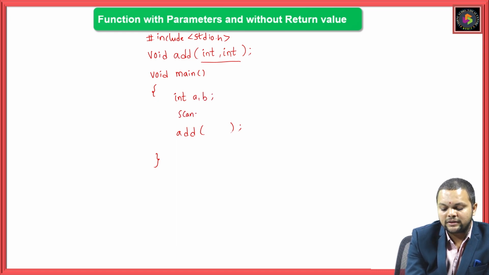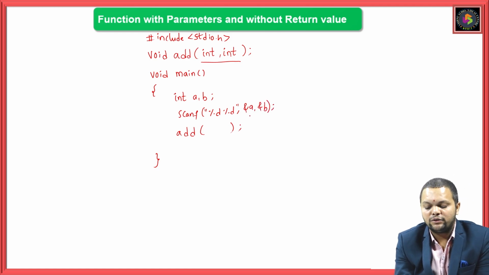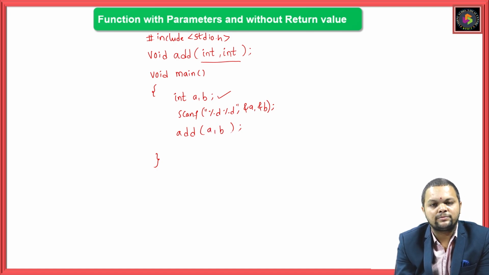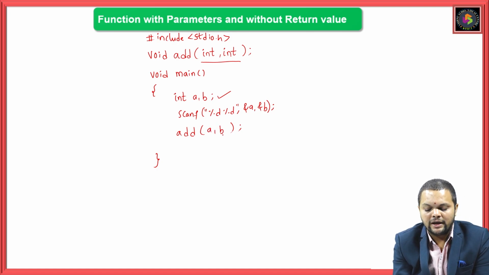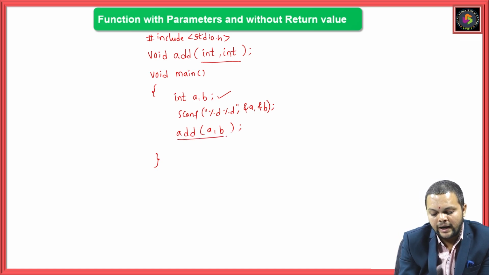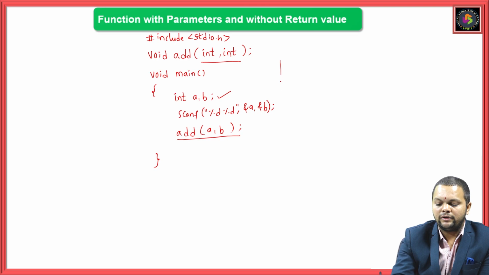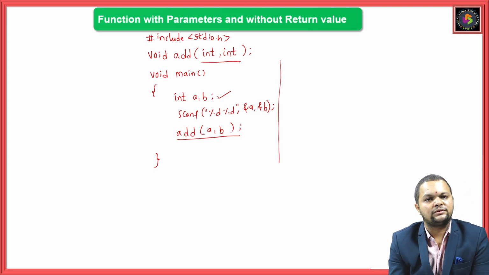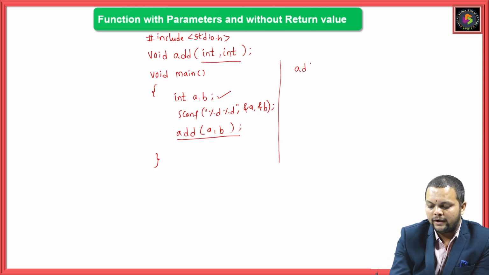I'll just give a statement scanf %d comma ampersand a comma ampersand b. I've given two declarations, and I've taken two values a and b. I'm passing a comma b to this particular function. Which function? Add function. Now, without return value, I don't need return value. Just give the value, don't expect anything. So add of a comma b.